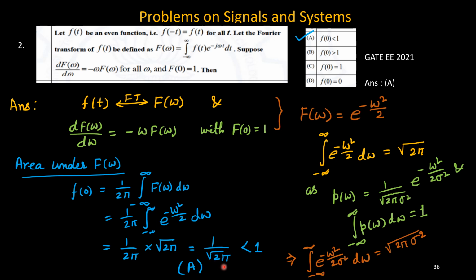And you know that this square root 2 pi has a value more than 1, because pi is 3.14, so it is square root of 6 point something. So obviously 1 upon it is less than 1. Right? So small f of 0, the time domain signal at t equal to 0, should be less than 1. Okay, so the answer is A.